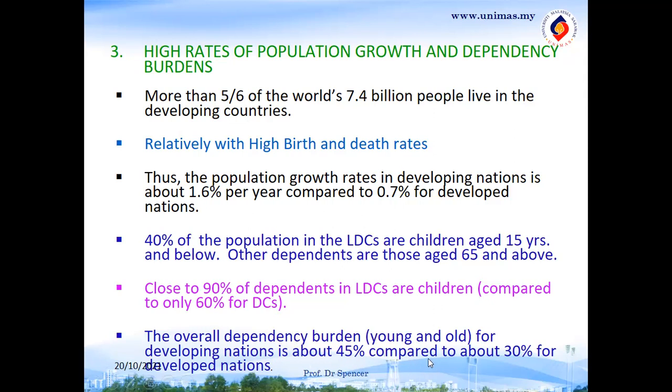So the overall dependency burden, young and old combined, for developing nations is about 45% compared to only about 30% for developed nations. Jadi isunya adalah if you have a high rate of dependency, but your GDP per capita is small, maka ianya membebankan, ya, it's going to be a burden to the family, to the country as well, yeah, because those who are in the working age group, we have to provide for those who are dependents. Okay, right.